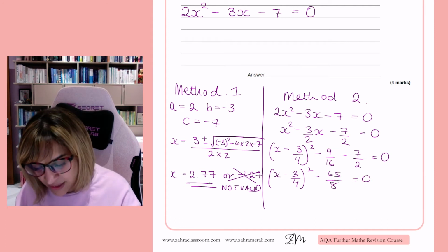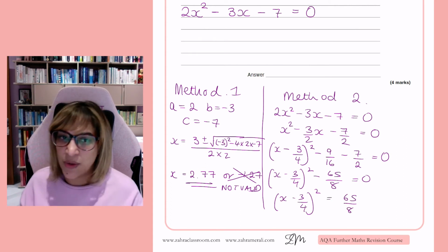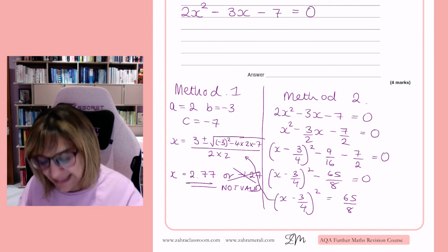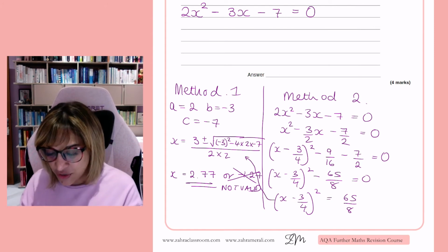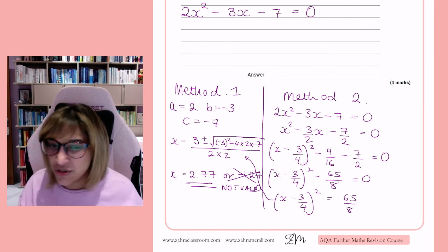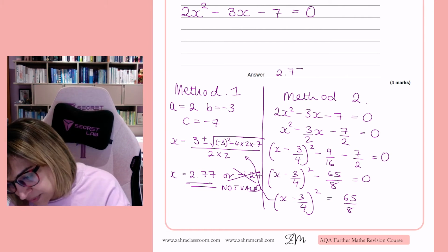And then we can rearrange that. So we get (x - 3/4)² = 65/8. Take the square roots, so you get plus and minus, and you end up with exactly that. So it doesn't matter which way you do it, you're going to show your working, even if you've just plugged it into your calculator, and your answer is 2.77.